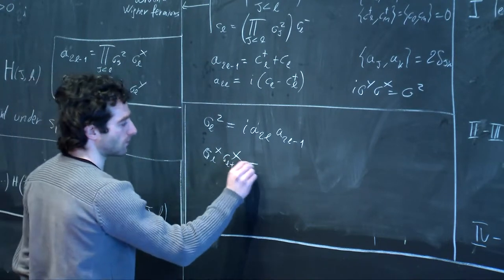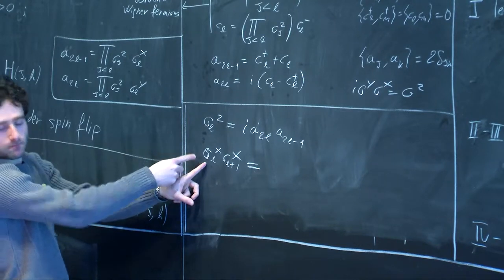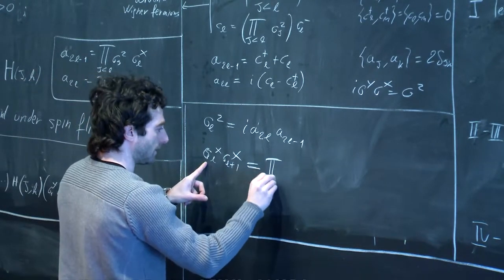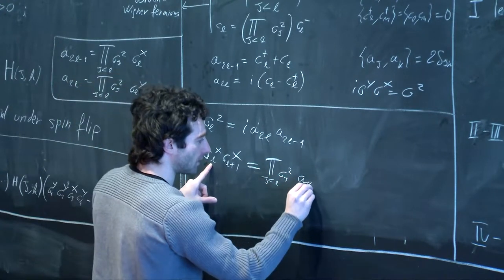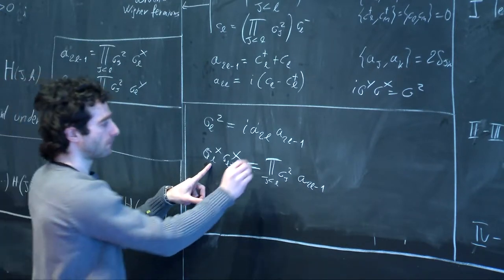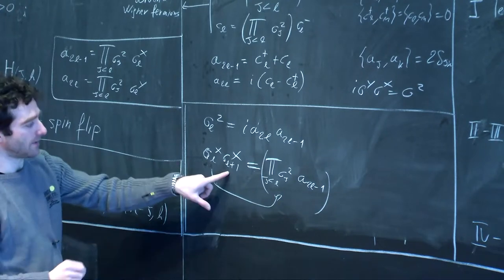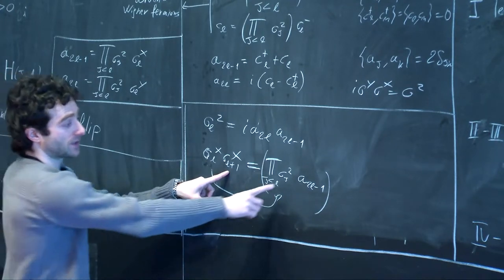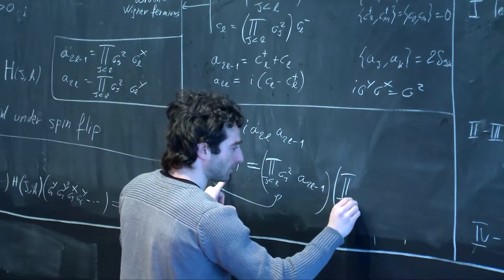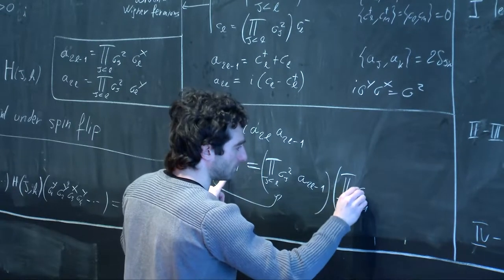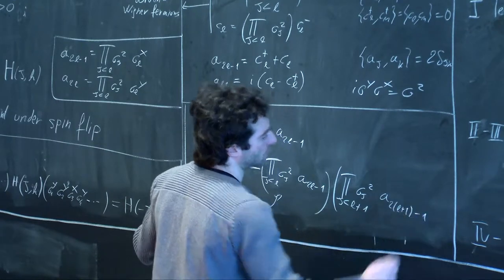fermions. So we have the sigma x, we have a string of sigma z up to l minus 1 times the operator A to L minus 1. And this is the first operator, sigma x. Then we have a sigma L plus 1 x, which is a string of sigma z up to L, times A to L plus 1 minus 1.